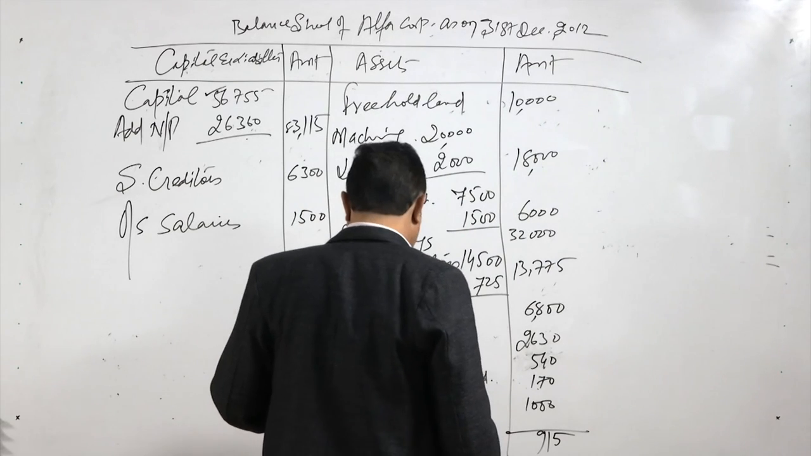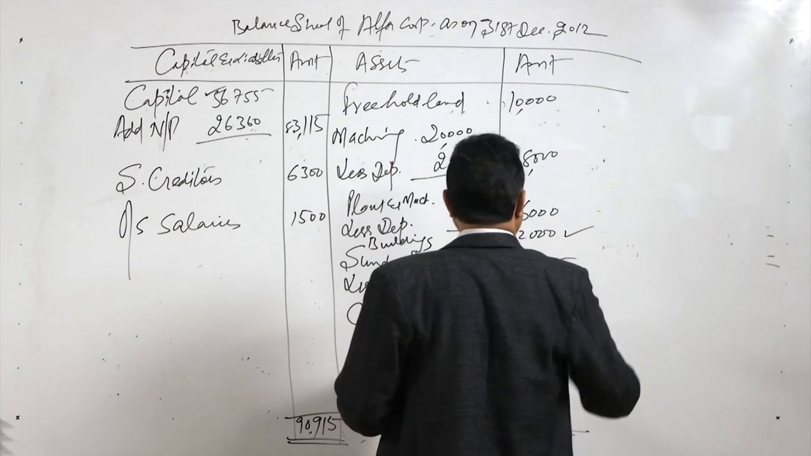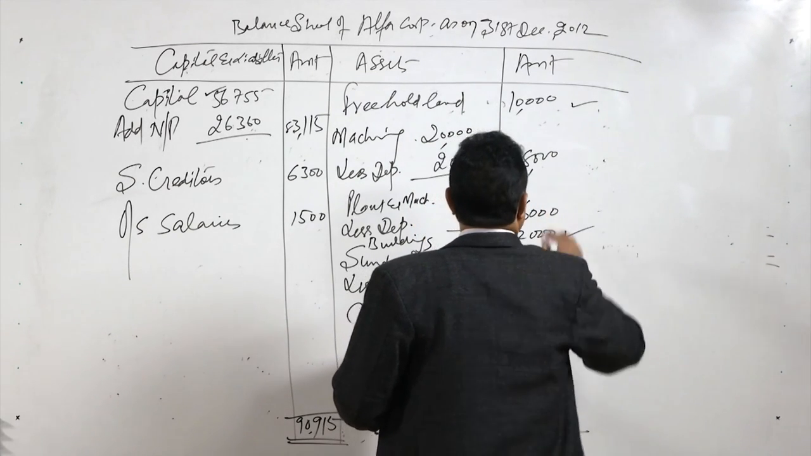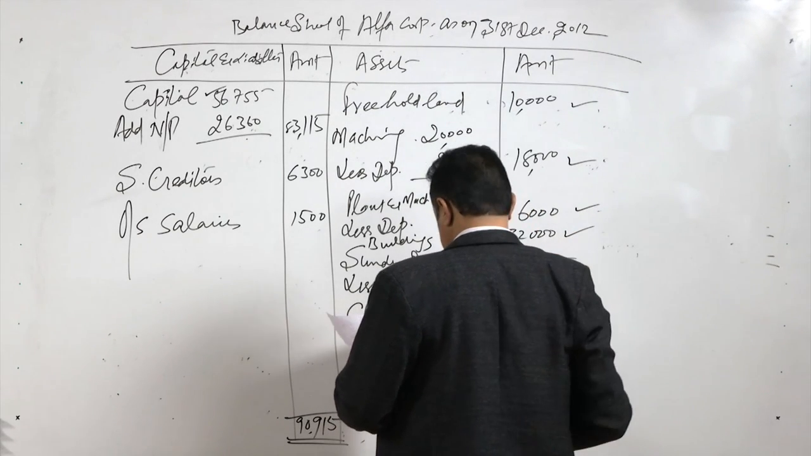We have the buildings 32,000, good. Then we have freehold land is 10,000, fine. Then we have machinery 18,000, fine. Then we have plant and machinery 6,000, fine. We have the same figures.